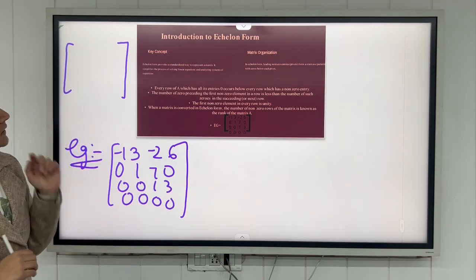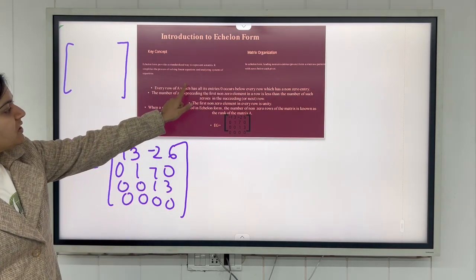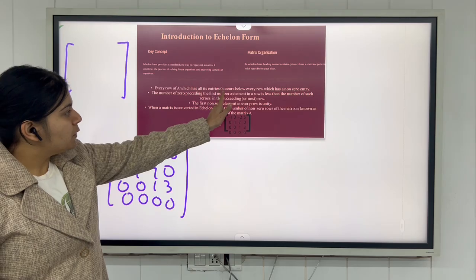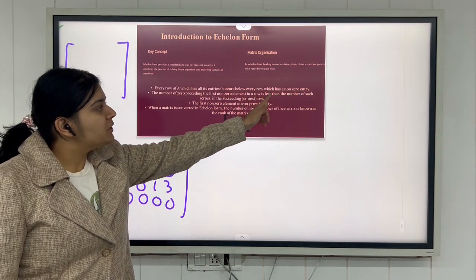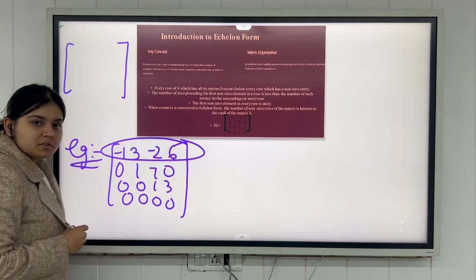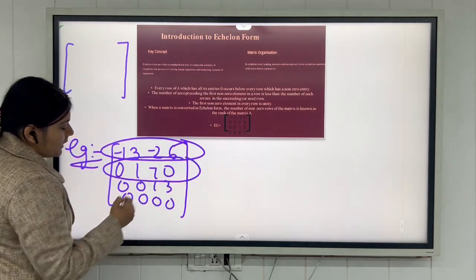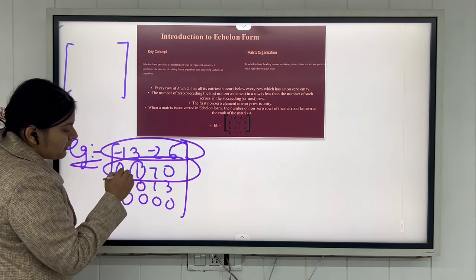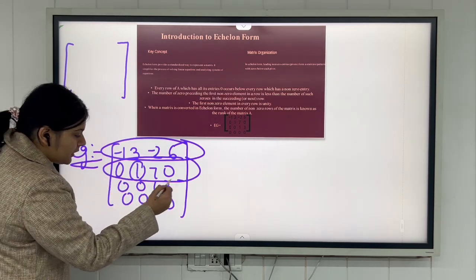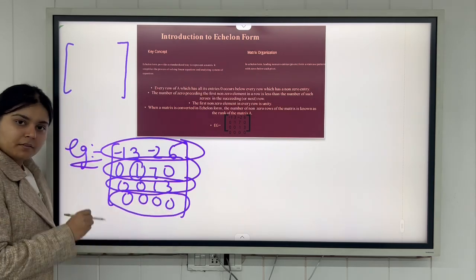Now, the first property says that every row of A which has all its entries 0 occurs below every row which has a non-zero entry. From the first part you can see this is a non-zero row, and after the non-zero row we have the 0 row, and after the 0 row we have the second element to be 1, and in that part the third row will be in this manner. Similarly the fourth row will be in this manner, right?